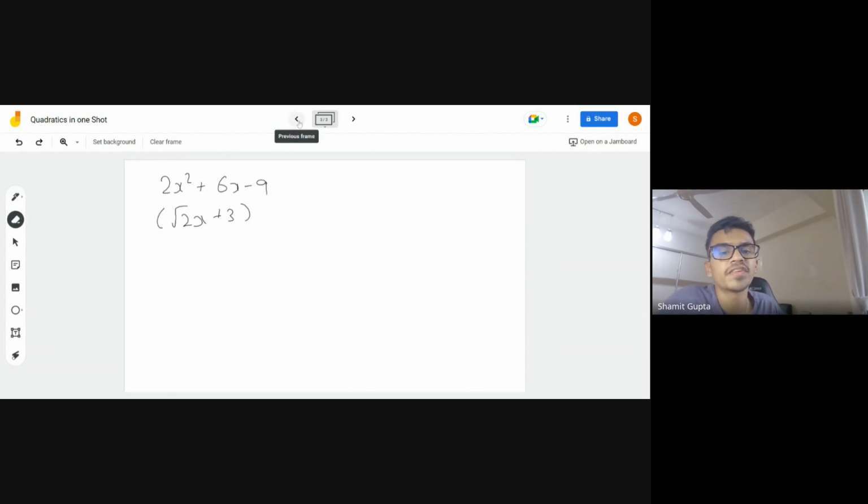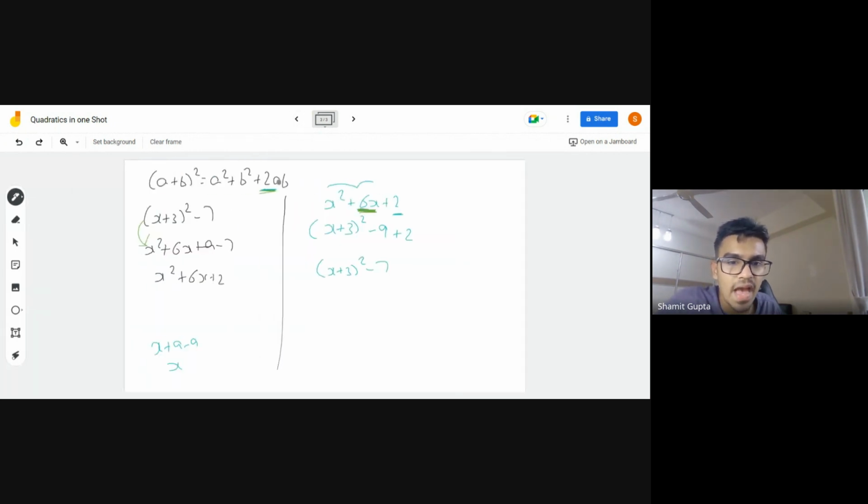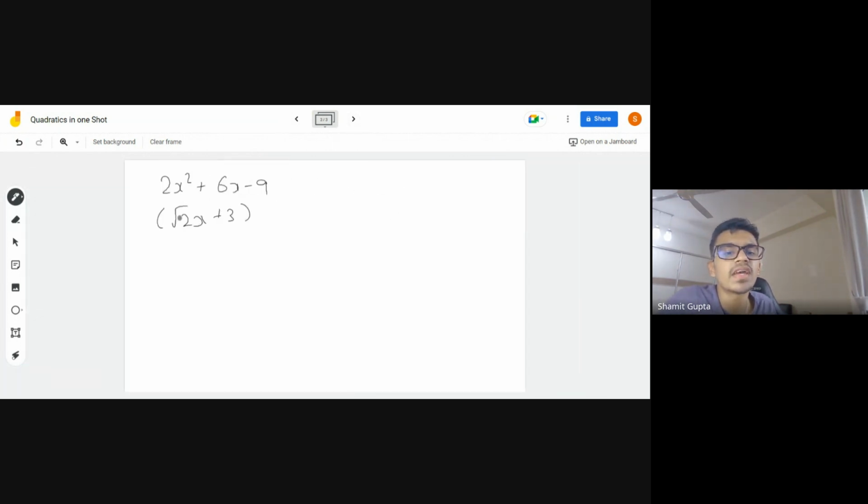It's best if the coefficient is 1, because then it will be 2ab, and a will just be x. See over here, a is just x. If a is just x, then you can easily divide by 2 to get b. Here you can't divide by 2 because a is root 2x. So that's why you were getting 6 root 2x. So that's the logic behind it. Again, we are being a bit quick, so we are not going to go too much into the logic.